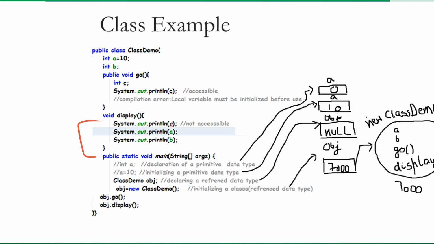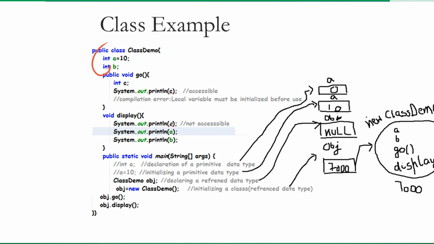Now let us see another method which is display. It is printing the value of c, a and b, but c is giving us a compilation error. Why? Because c is not accessible, because c is local only to the go method. So we can't access it here, but we can access a and b because they are global.